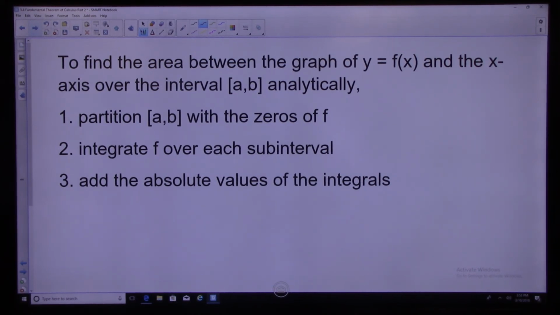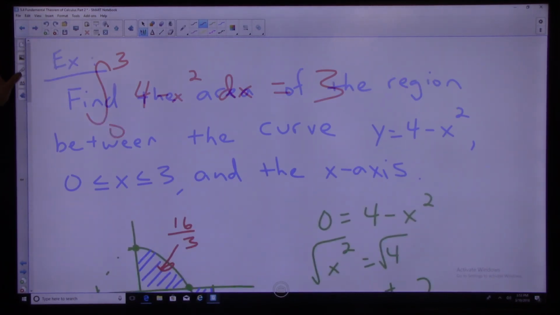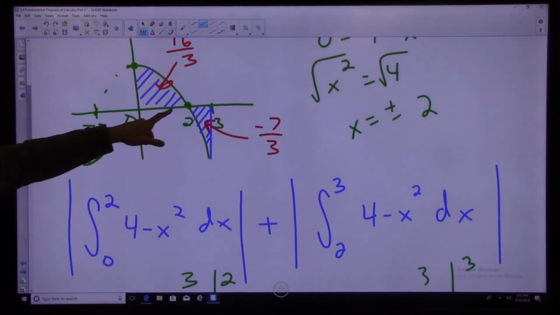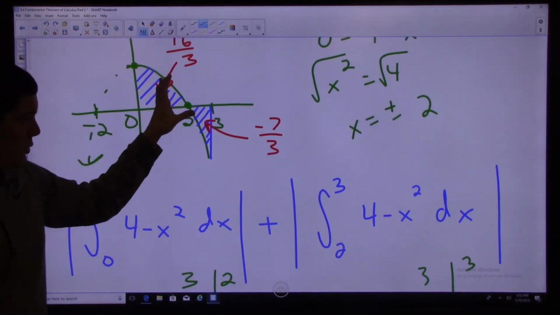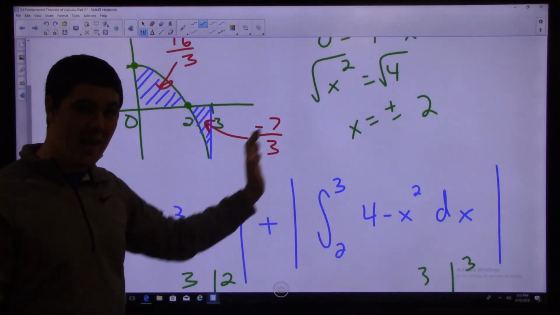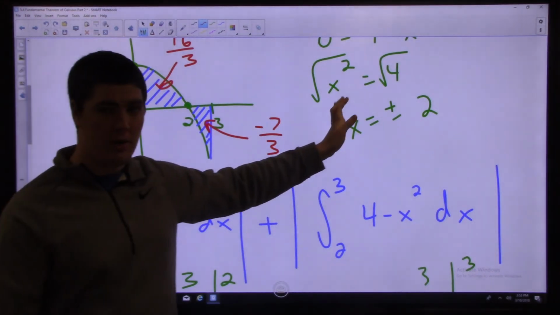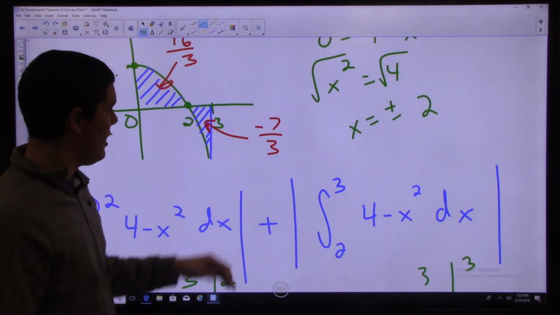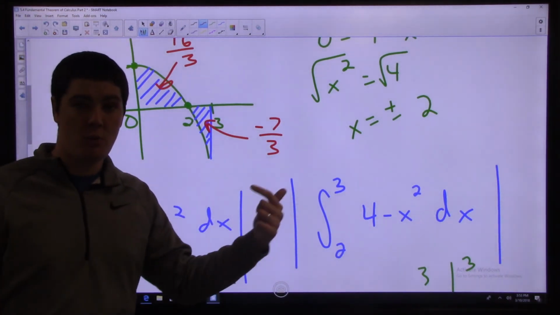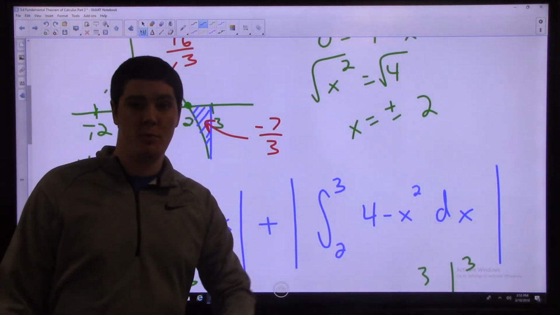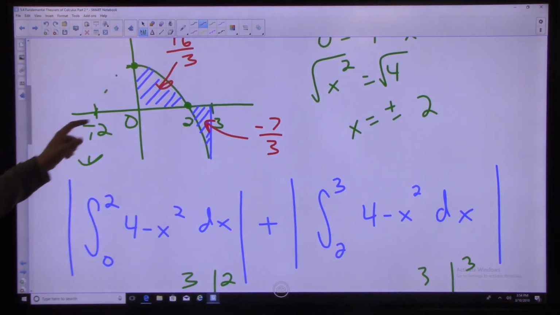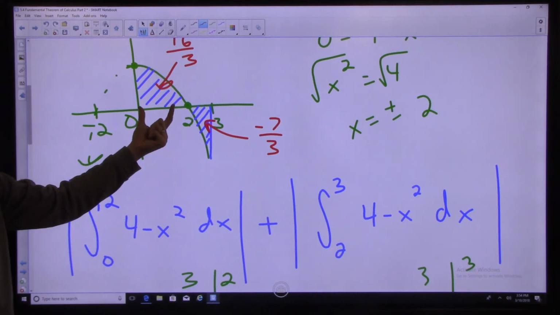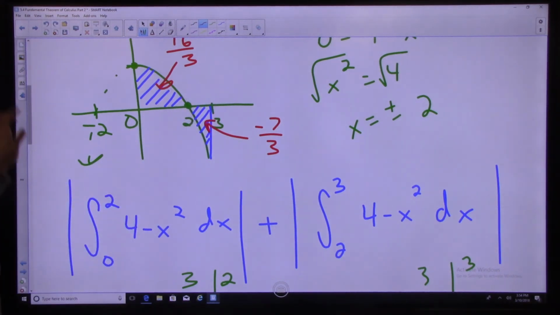So this is what we did. We did part 1. We partitioned it with the zeros of f. So we figured out where the 0 was. It was at 2. So we broke it into 2 parts. Now, if it crosses back again, and it wants you to find, let's say, from 0 to, I don't know, 7, you're going to have more than 2. You're going to have to find 3 integrals, or maybe 4, maybe 5. Depends on how many times it crosses the x-axis. Depends on what your interval is. So yeah, you just partition it by your zeros. So we went from 0 to 2 and 2 to 3. We broke it up like that.